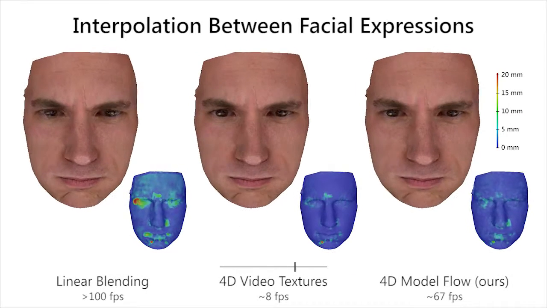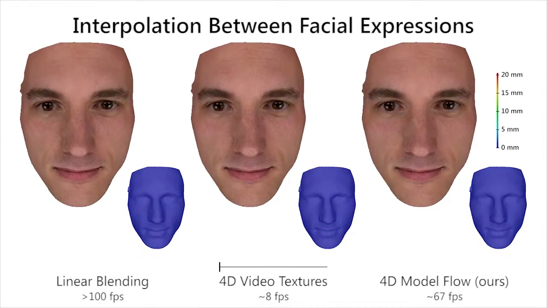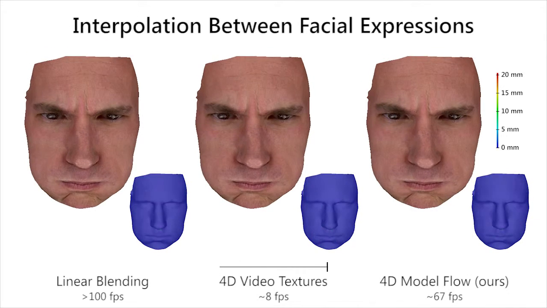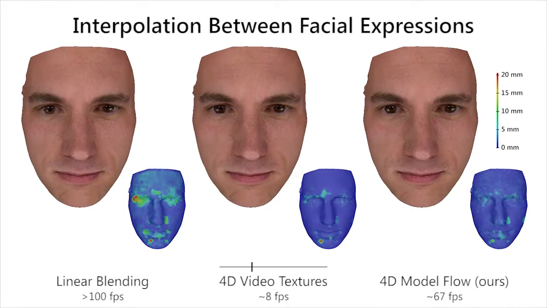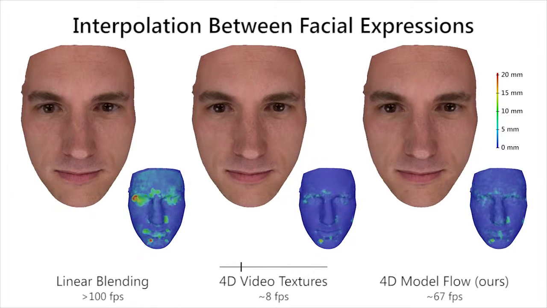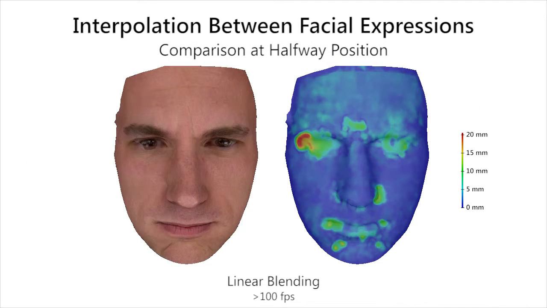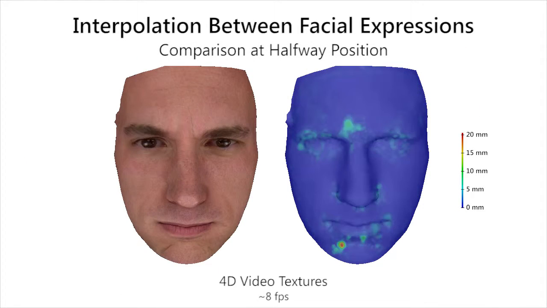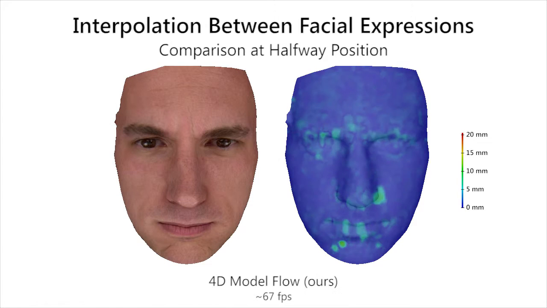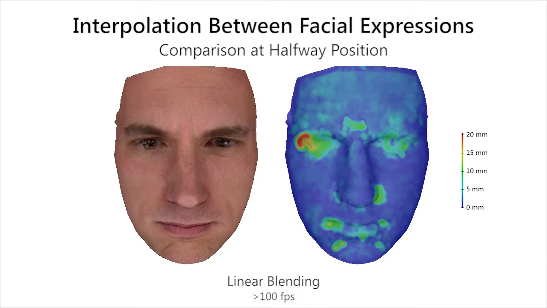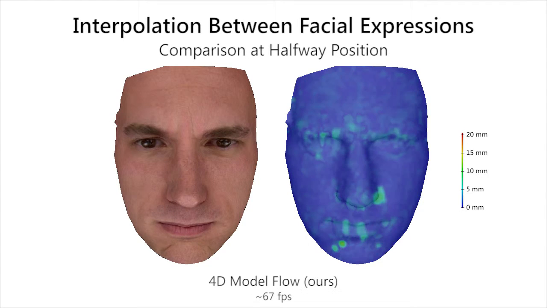Here is another example in which a neutral and a puff expression are interpolated. Notice the large error in alignment around the eyes when using the linear approach. Our 4D model flow minimizes such artifacts while performing at real-time frame rates.